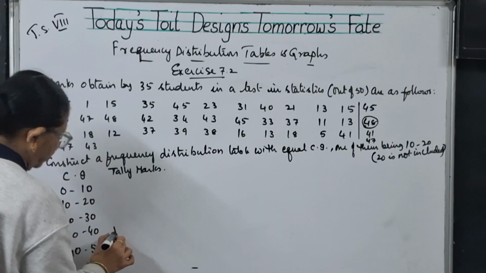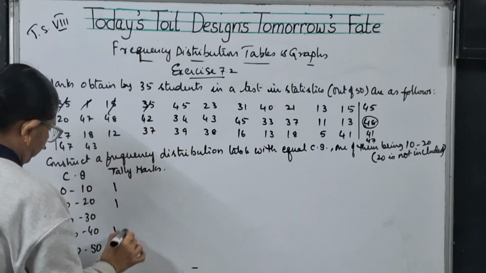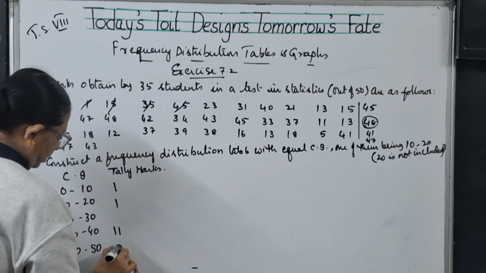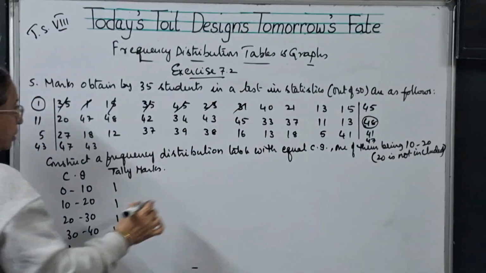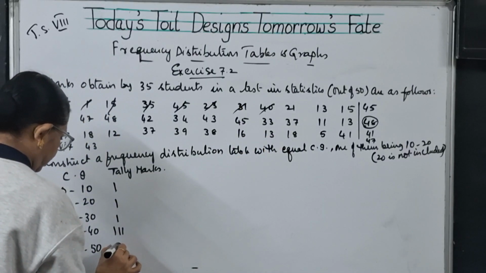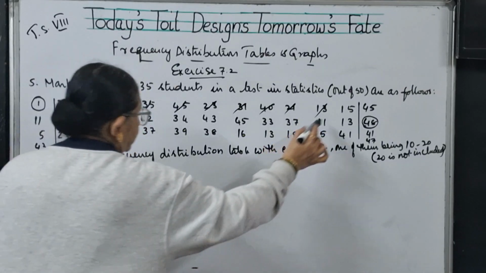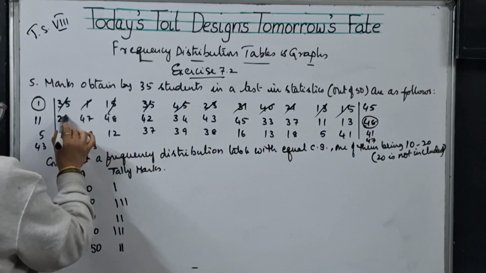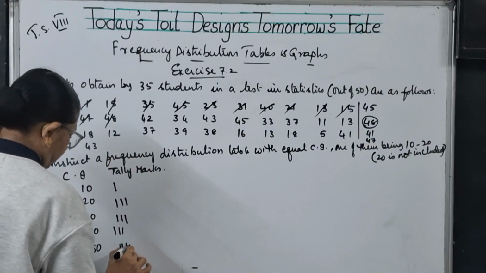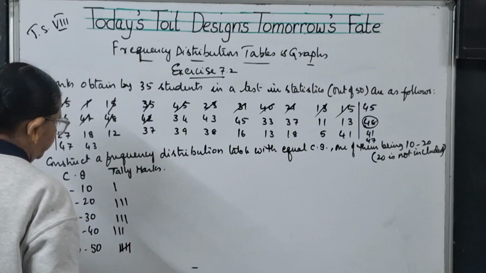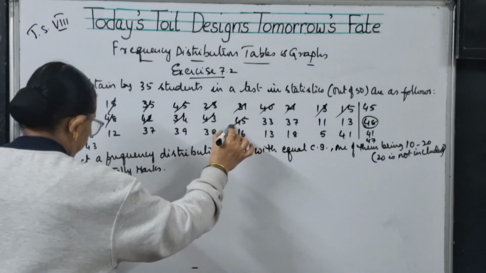35 will come here. 1 here. 15 here. 35 again here. 45 here. 23 here. 31 here. 40 here. 21 here. 13 here. 15 here. 20 here. 47 here. 48 here. 42, 4 completed, fifth one. 34 here. 43 here. 45 here.